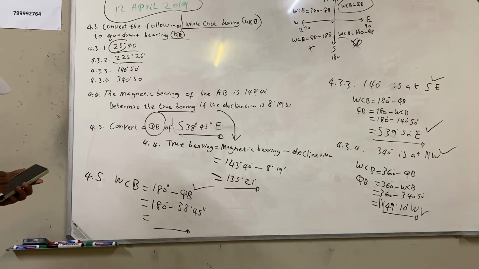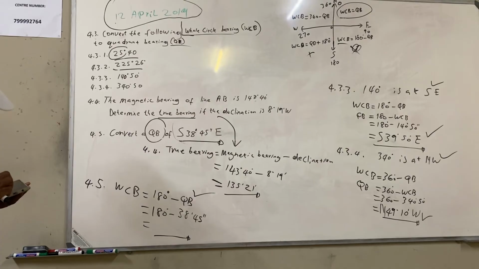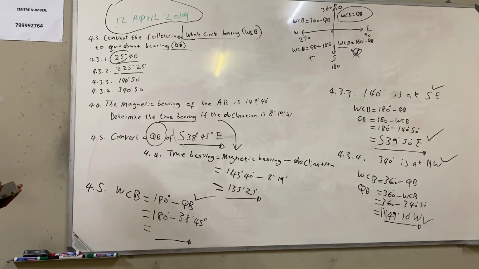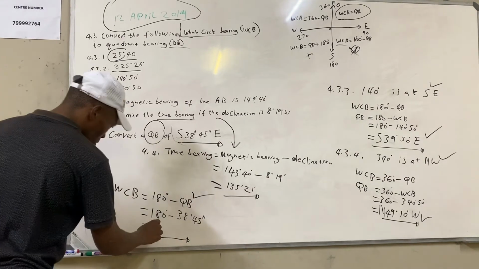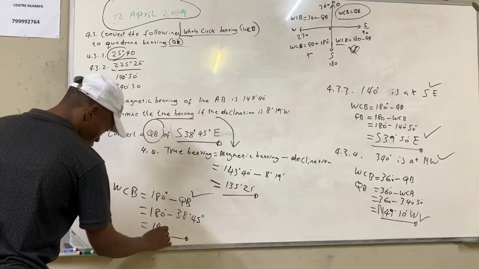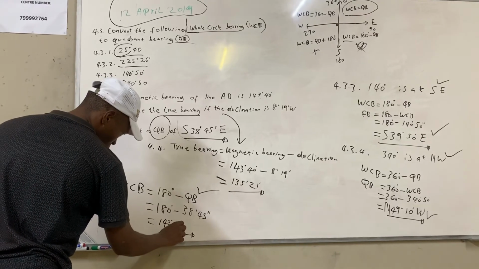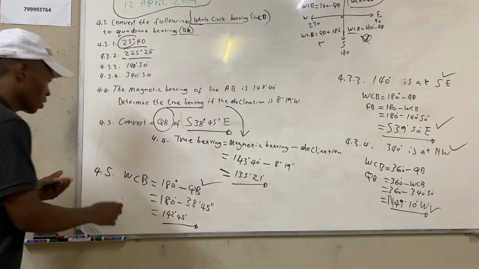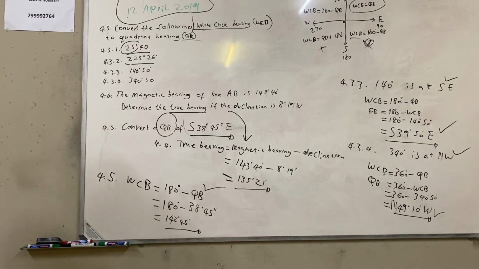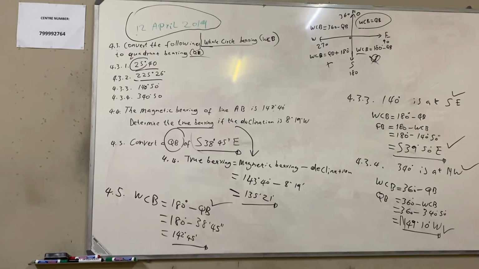So this thing is very, very simple. 180 subtract 38. Then it's going to be 142 degrees and 45 minutes. So you are done. This is a question paper from 2019 April.